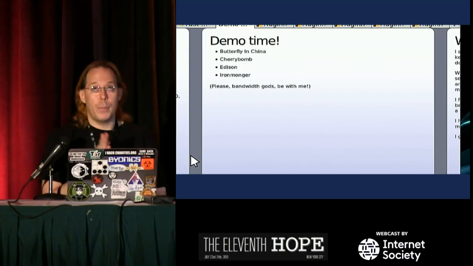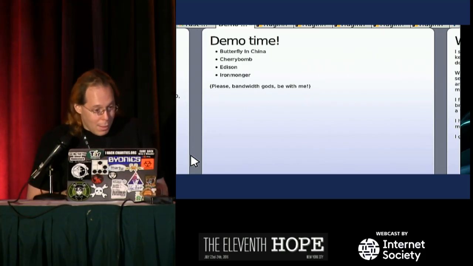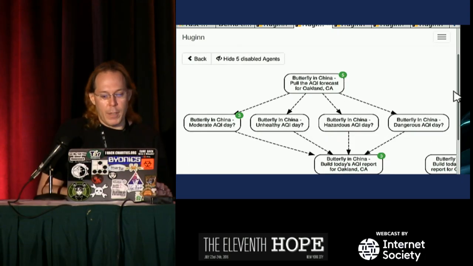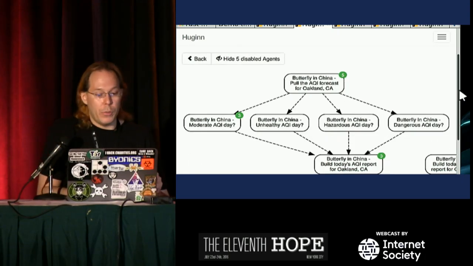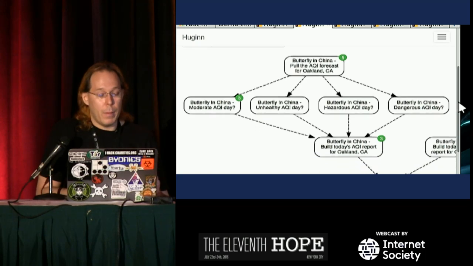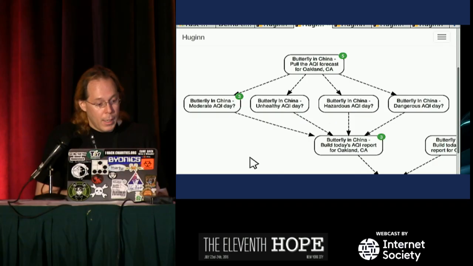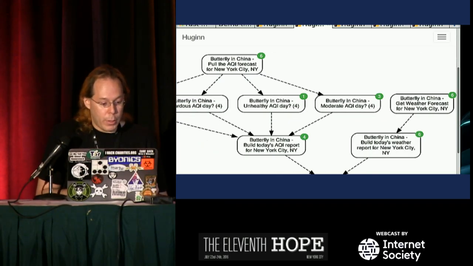Demo time. Please, bandwidth gods, be with me. Okay, so this is Butterfly in China. I'm using Huginn's graphical flowcharting application to show how the agents relate. In a nutshell, I'm going to show the agent network for New York City.